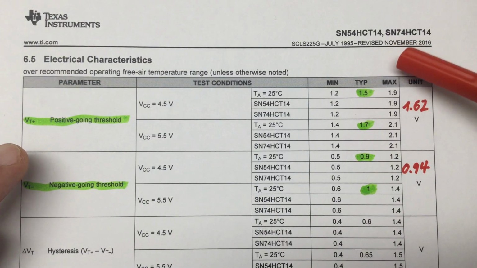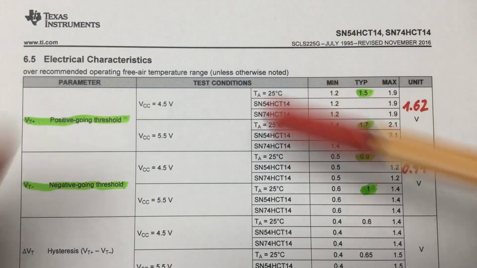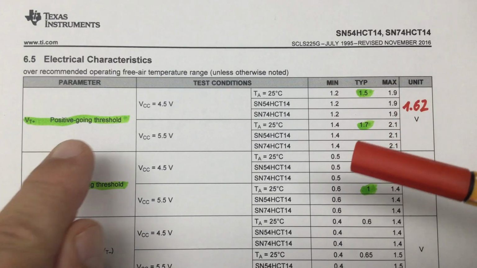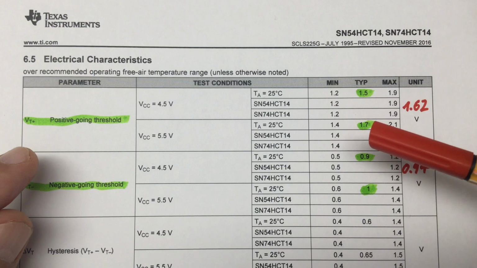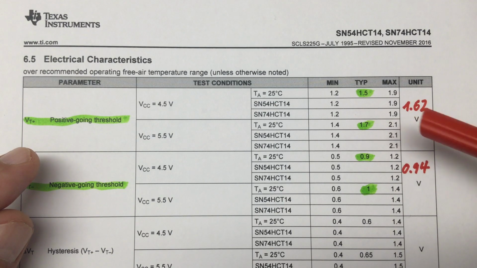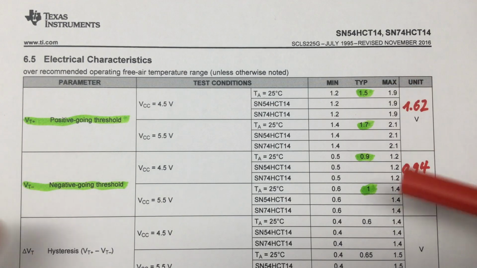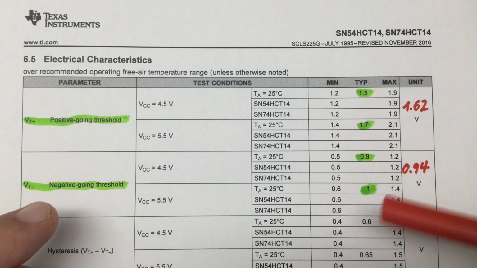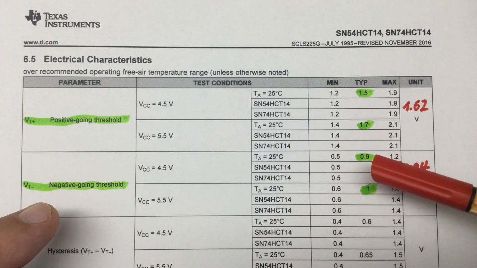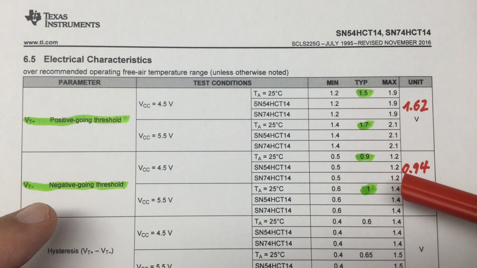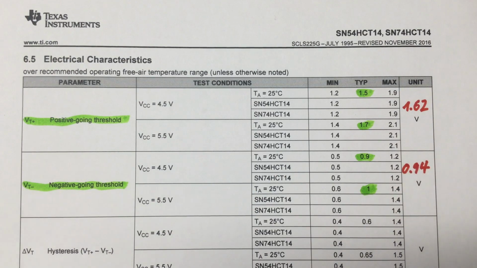The SN74HCT14 datasheet tells us that the positive going threshold is between 1.4 and 1.7 volts. We measured 1.62 volts, so spot on, and the negative going threshold is, depending on the conditions, between 1 volt and 0.9 volts, and we measured 0.94 volts, so spot on again.